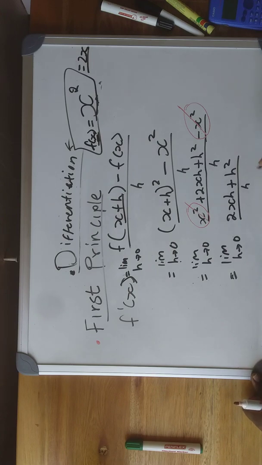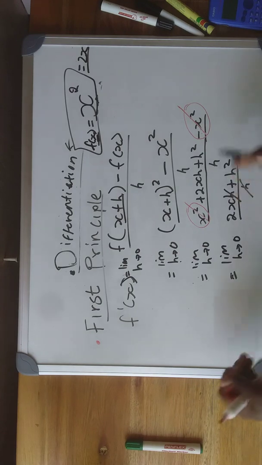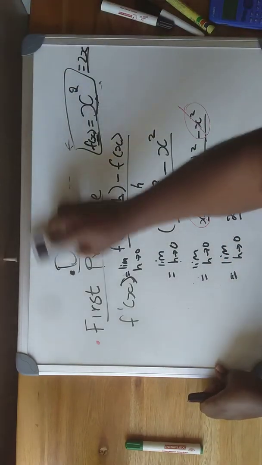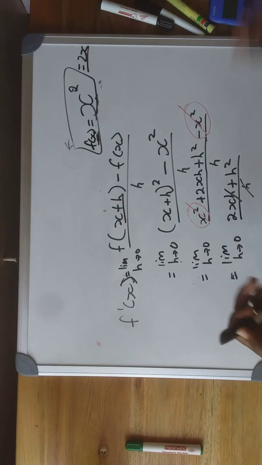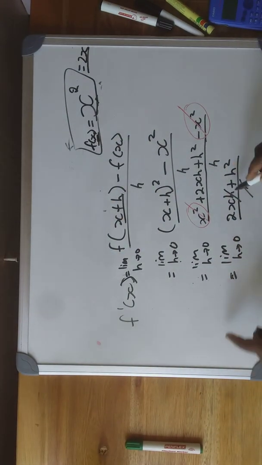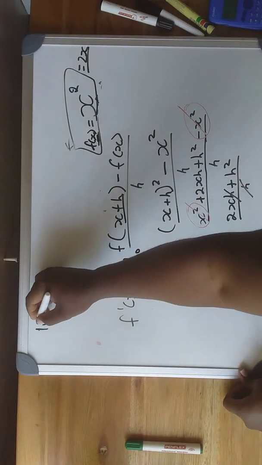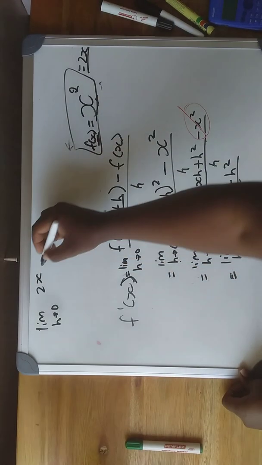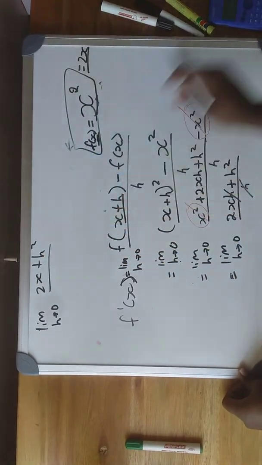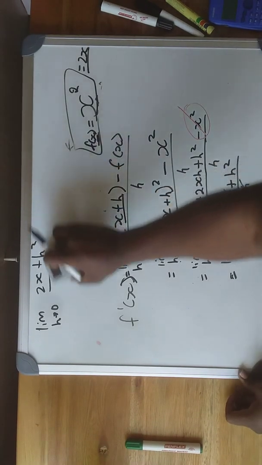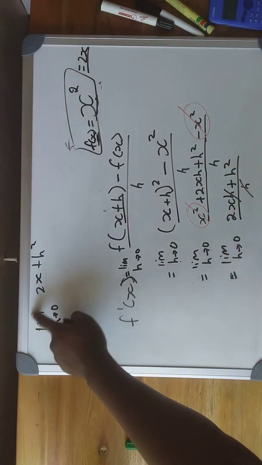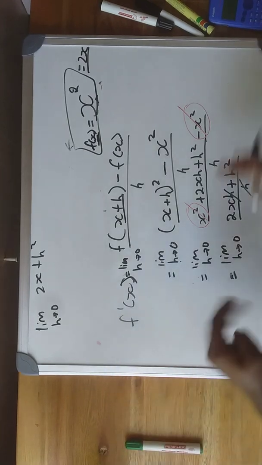Then when we reach this point, you can see that this h and this h are out. Allow me to erase this part so that I can finish this one. So now this h and this h are out, then we have the limit when h approaches 0 of 2x plus h, because now we no longer have a denominator. That's that. So now we're going to do away with this, because now we are finished with everything.